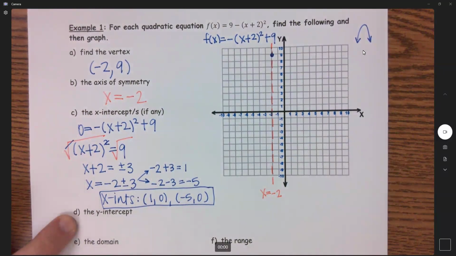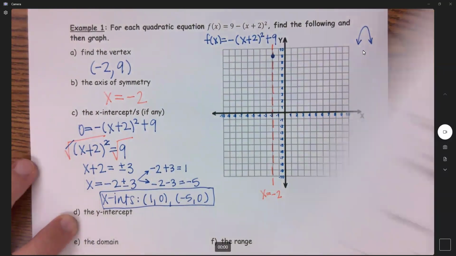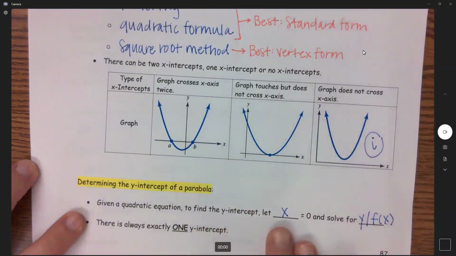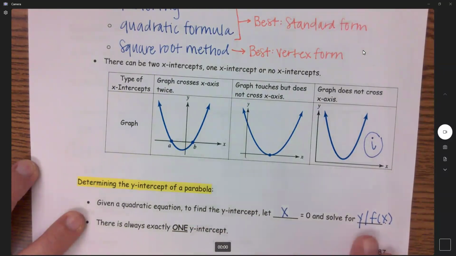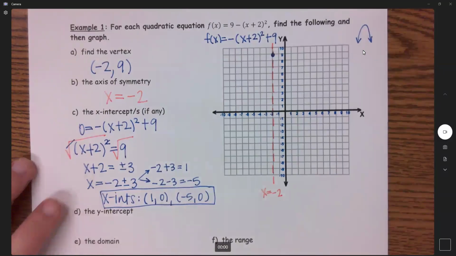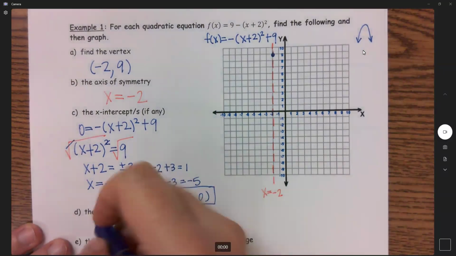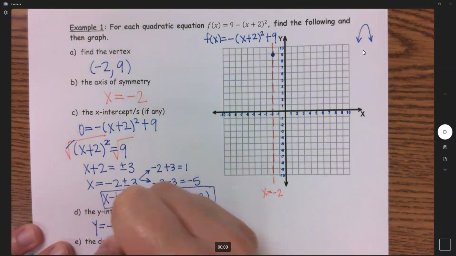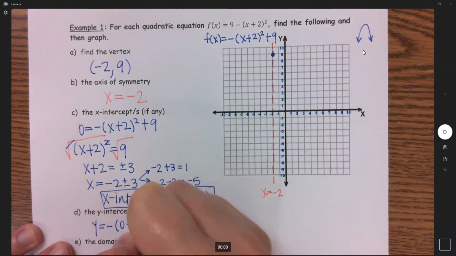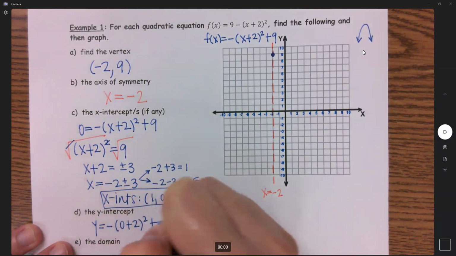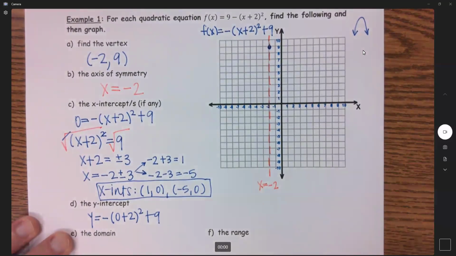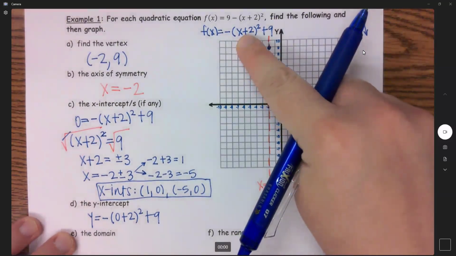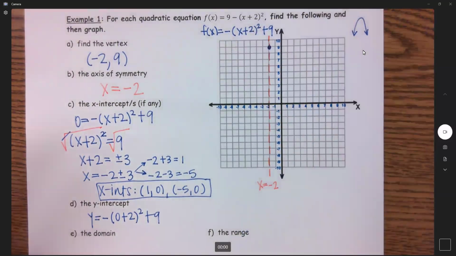Now I need y-intercepts, and y-intercepts are the opposite. We're now going to let x equal 0 and solve for y or f of x. So I'm going to have y equals -(0 plus 2) squared plus 9. Plugging in a 0 for this x, and now I'll just evaluate this.